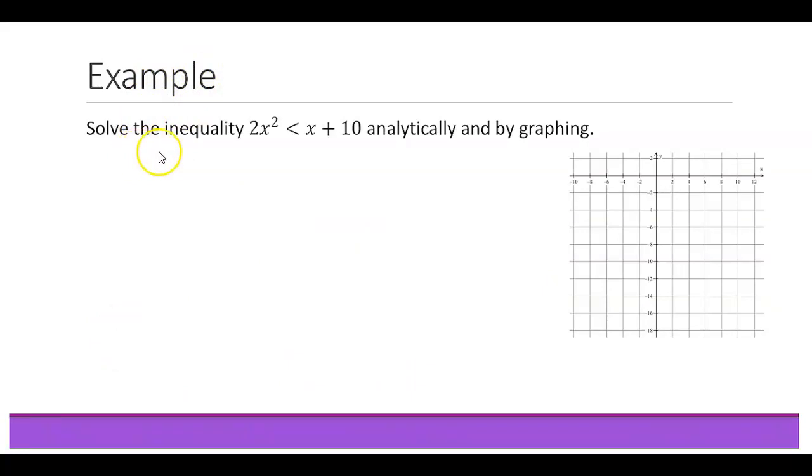In this example, we want to solve the inequality 2x squared is less than x plus 10, both analytically and by graphing. So this is slightly different because I don't have a quadratic less than 0, but I'm going to have to create that situation. I do want that to move forward, and I'm going to accomplish it by subtracting the x and subtracting the 10. So we actually want to solve the inequality 2x squared minus x minus 10 is less than 0.